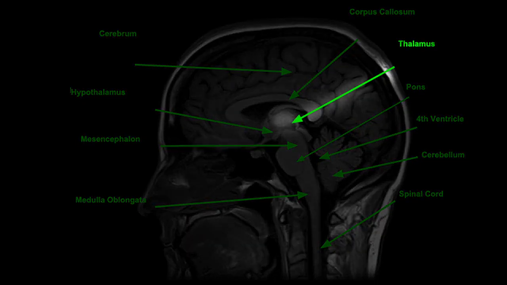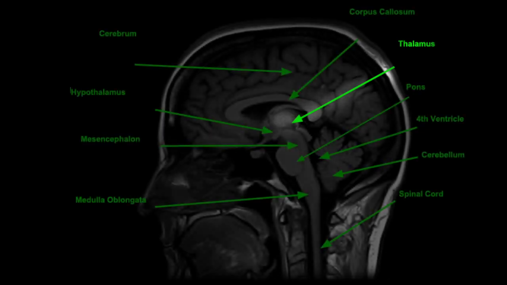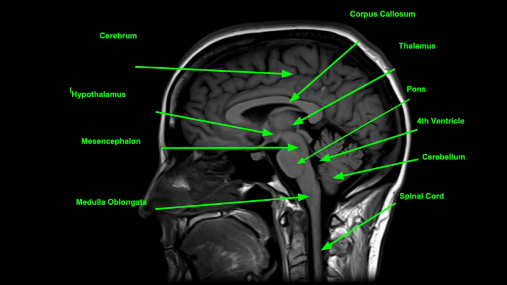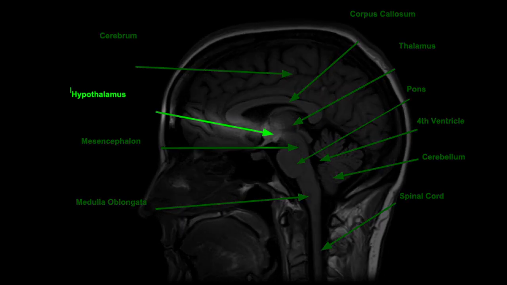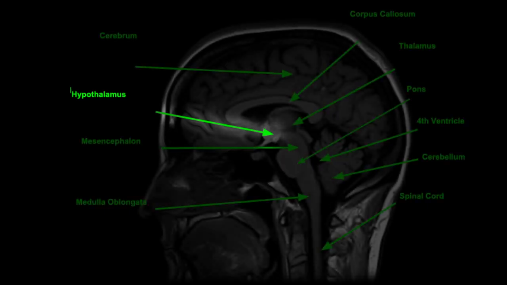The next part of the brain is the thalamus. The thalamus relays sensory information to the cerebral cortex. The thalamus is directly above the hypothalamus, which is in charge of regulating hunger, thirst, and sympathetic response.